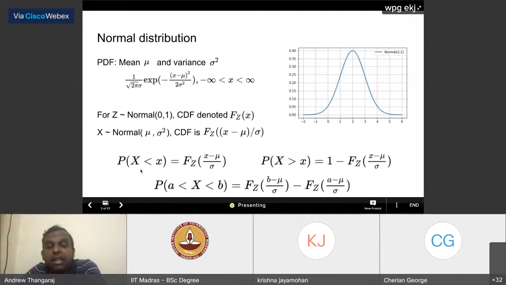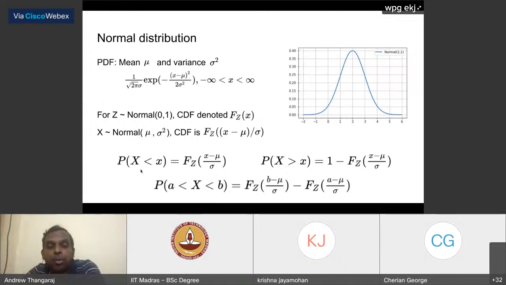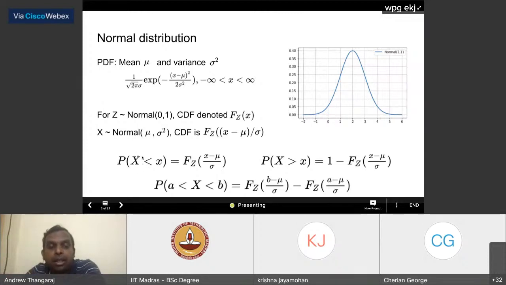So ultimately, we're interested in computing probabilities, right? So this whole PDF, CDF, and everything is a convenient tool to compute probabilities. The probability that your random variable X is less than small x is just this, expressed in terms of FZ. Greater than is 1 minus that, we know that's true, and the probability that X is between a and b is just this difference.